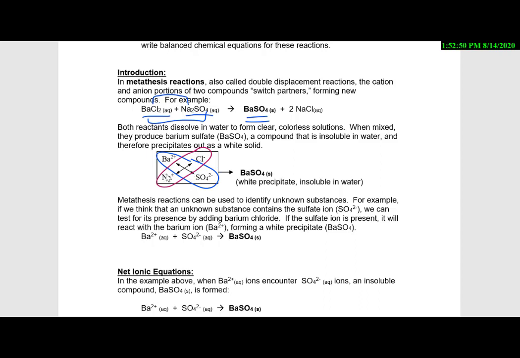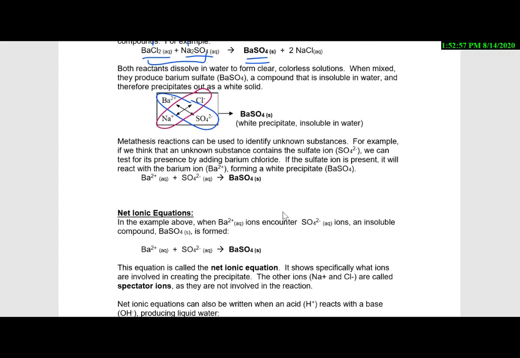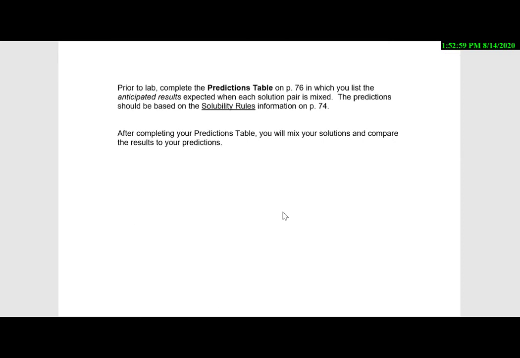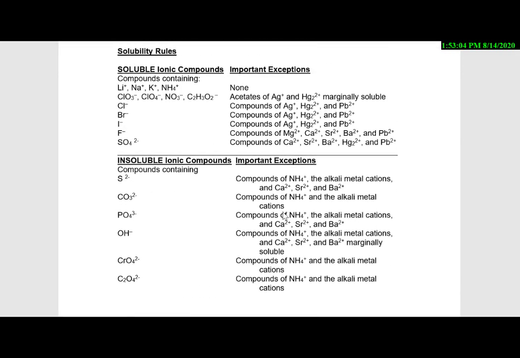So you come up with the two possible products, and then you use the solubility rules to determine which one is the solid precipitate. And down here on the next page, it shows you the solubility rules. So the way these work is you look at a compound and you identify who's in the compound that shows up in one of these two rules. So the top side, these are typically soluble, and all of these bottom anions are typically insoluble.